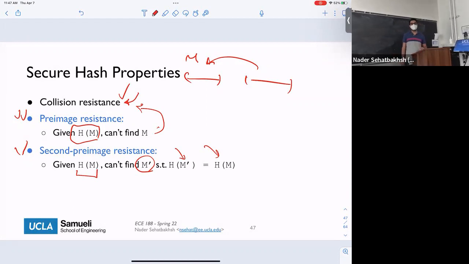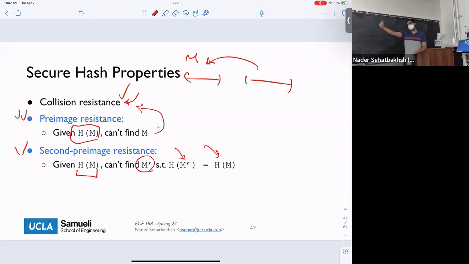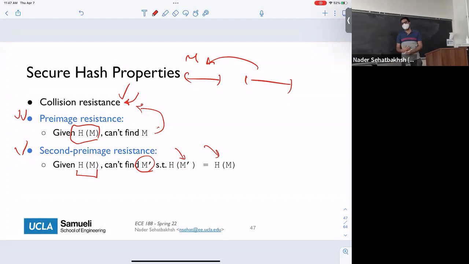Collision resistance says that there is no pair that I can choose for which I can find a collision. Second pre-image says that if there is a given hash, I cannot find another message that has the same hash. So if I see the hash, I cannot tell what the message is, and I cannot find another message that has the same hash as this hash.